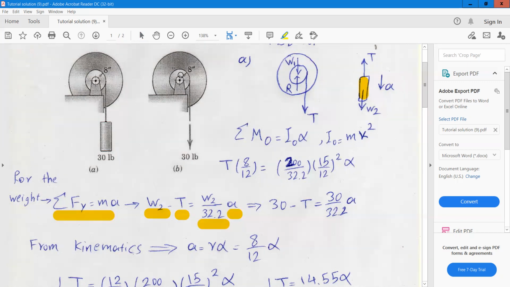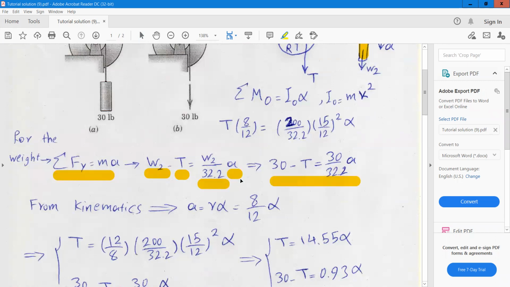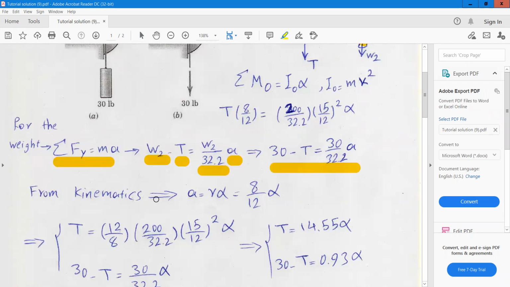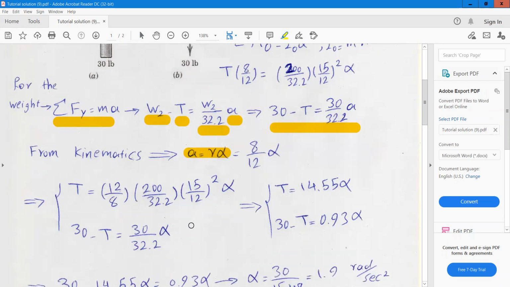Again, we should convert it into foot. So this is the equation. Again, we have another equation in terms of T and alpha. So from the kinematics, as I told you, we can write that a is equal to R alpha. Now we will have two equations with two unknowns. One unknown is T and the other unknown is alpha.